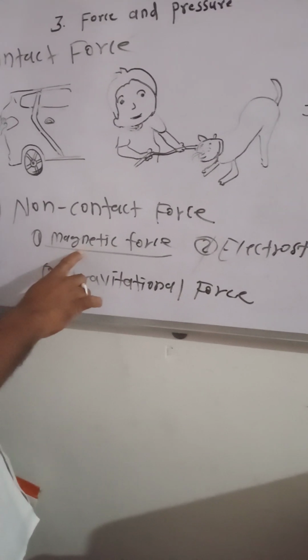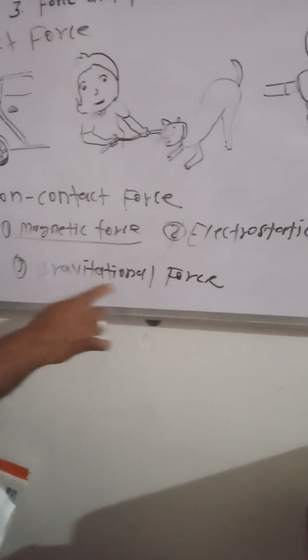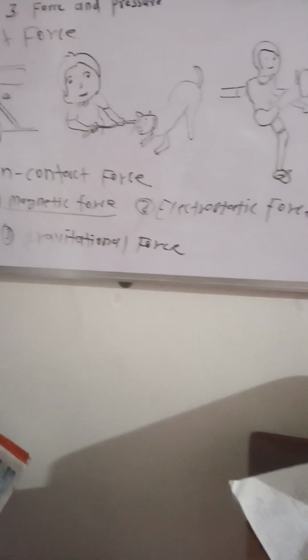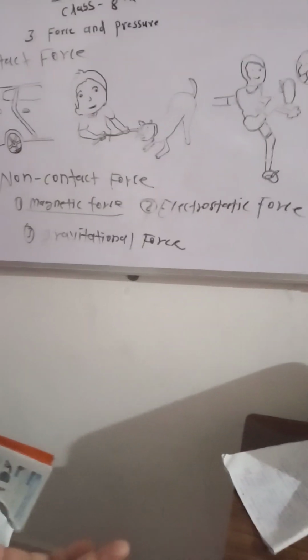Due to magnetic force, electrostatic force, gravitational force, these forces do not act directly on an object.